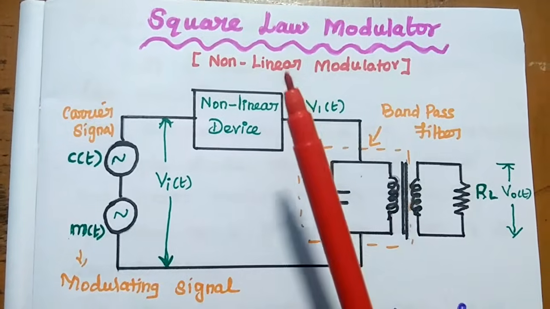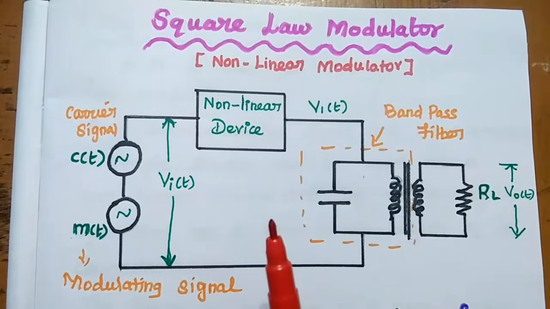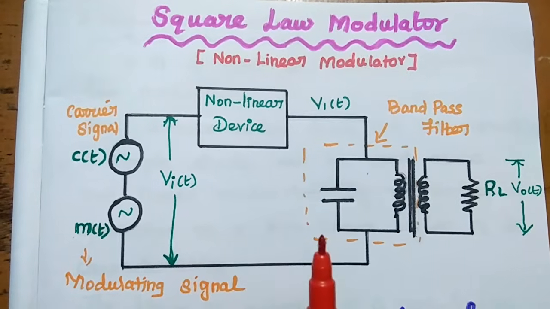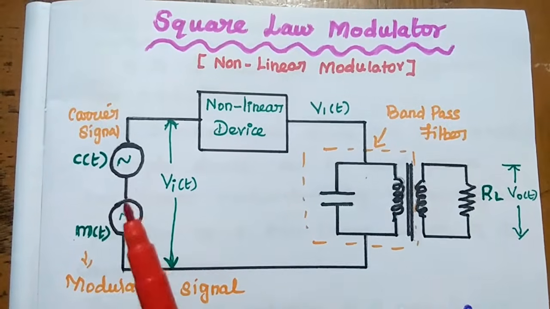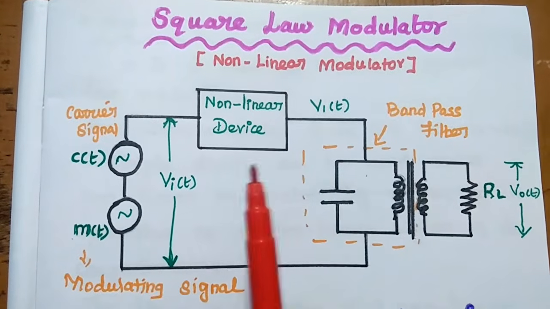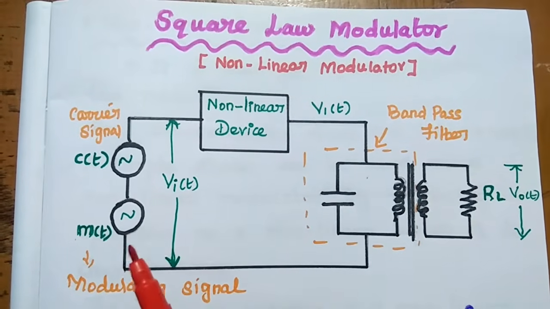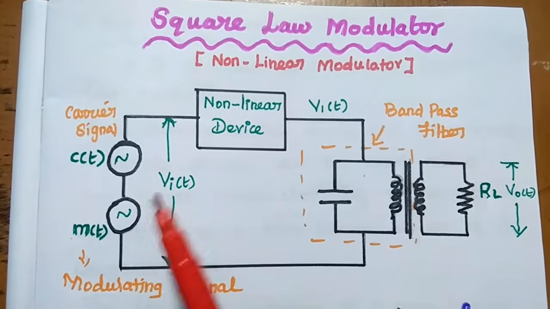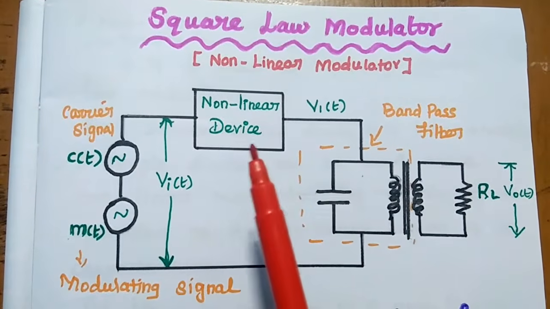Square law modulator is a non-linear modulator. It is also called a low level modulator because it can generate AM waves at low power level. In this block diagram, we have three important components. One is the adder or summer, the next one is the nonlinear device, and the third one is the bandpass filter. In the summer, the modulating signal and carrier signal are connected in series and their sum is given as the input to the nonlinear device.